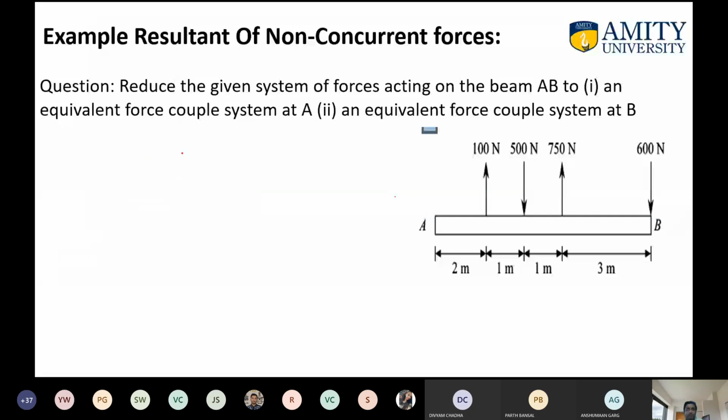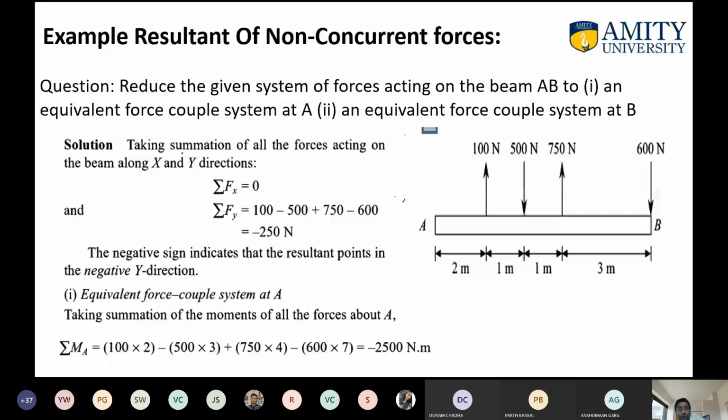See the answers and see the actual conversion of the equivalent force couple system at the point A. Sir, why is it coming negative? See this. You just calculate it. Sir, it is coming clockwise only, na? Yes, so it is positive, it is clockwise.